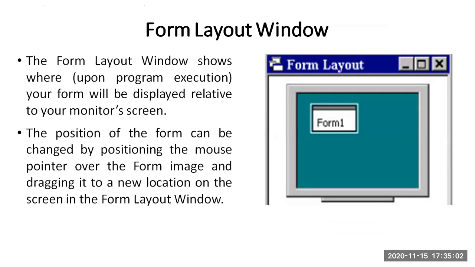The position of the form can be changed by positioning the mouse pointer over the form image and dragging it to a new location on the screen in the form layout window. The mouse pointer changes its shape when placed over the image of the form.